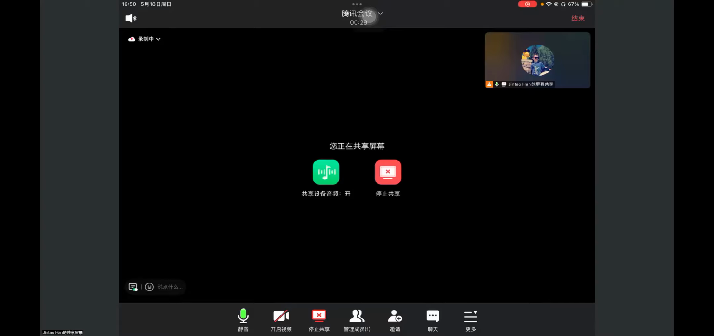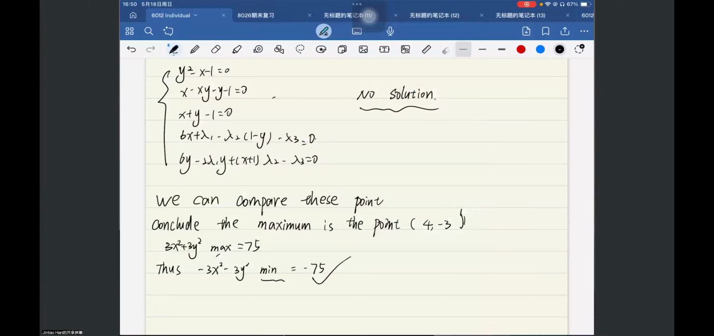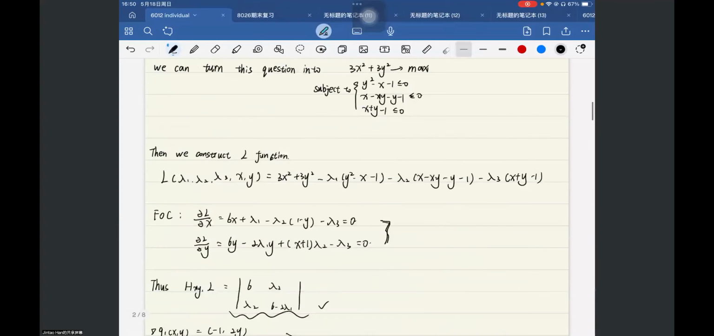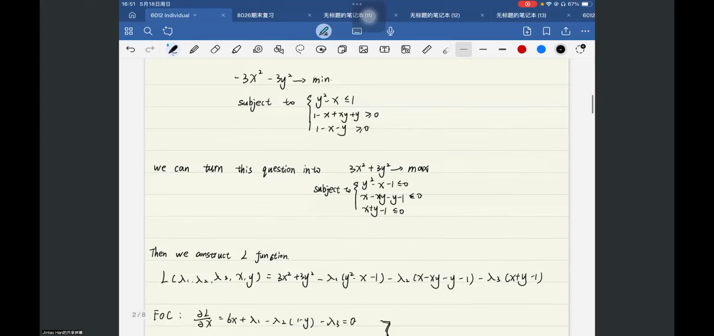Okay, let's start to solve these questions. We can turn this question into 3x squared plus 3y squared and find its max. The constraints are the same as the original question. Then we just construct the Lagrange function like this.